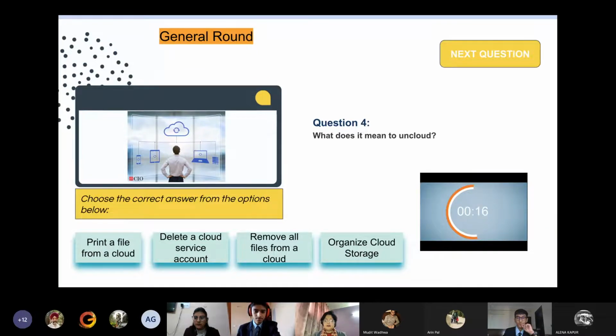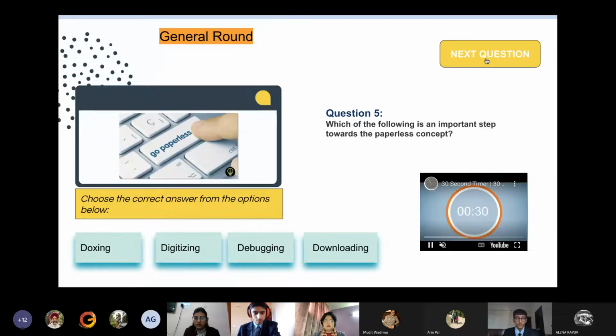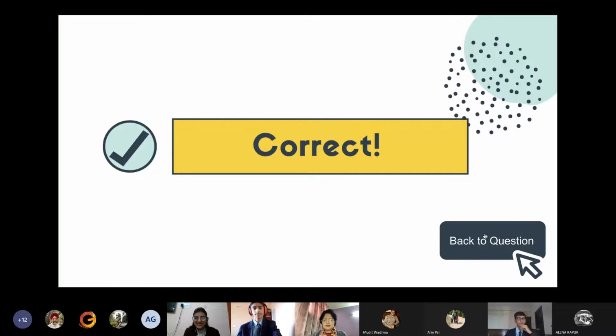Yes. Team D, Mehtab and Raghav. Your direct comes here. Which of the following is an important step towards the paperless concept? Is it doxing, digitizing, debugging, or downloading? I think it's digitalizing. Mehtab, what's your point? Yeah, I think it's digitalizing. Yes, we can go with option B. It's digitizing, not digitalizing. Digitizing. Yes, that's correct.